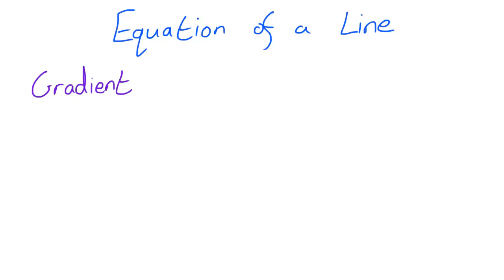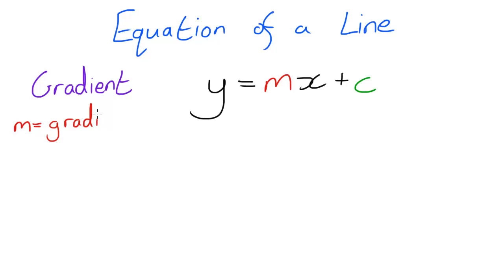So this is our gradient. What we're going to have is the most basic line we can have: y equals mx plus c, where m is going to equal the gradient, and c is going to be our y-intercept. And what do I mean by that?